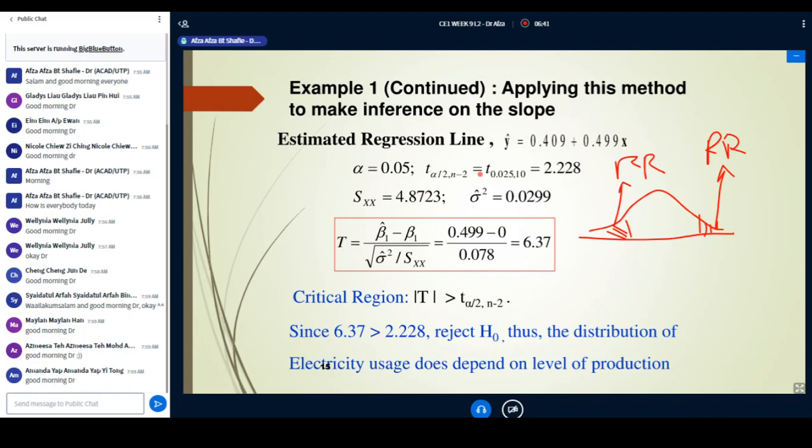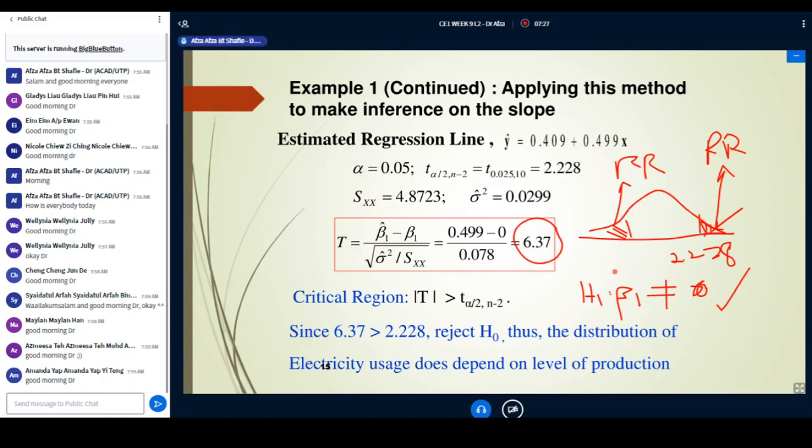Okay. And then we plug in the values. These are the values that we have calculated earlier. Sum of squares of the x. And then what do we have? And we put in the values. So we get a value of 6.37. So this is the calculated t. So where is the value of 6.37? Now, if this part here is 2.2228, obviously 6.37 will be somewhere here. So it falls in the rejection region. Therefore, we will reject the H naught. Rejection of the H naught means our H1, where beta 1 is not equal to 0, is true.